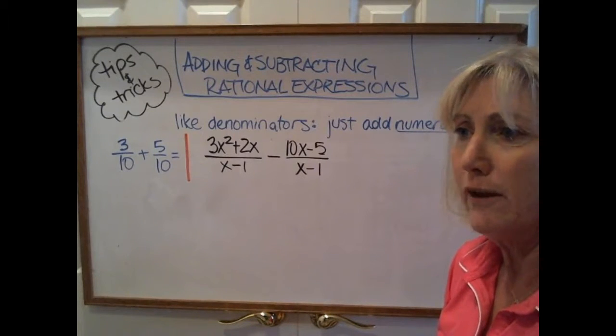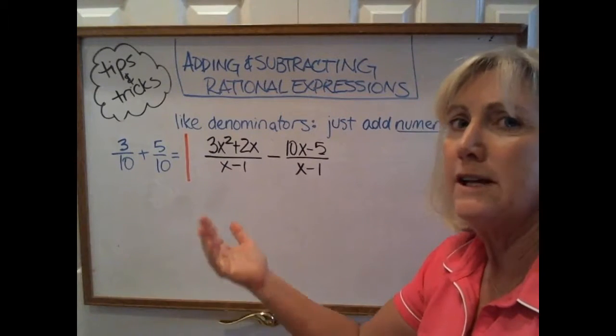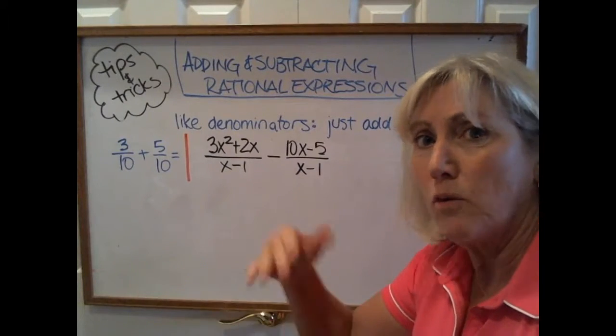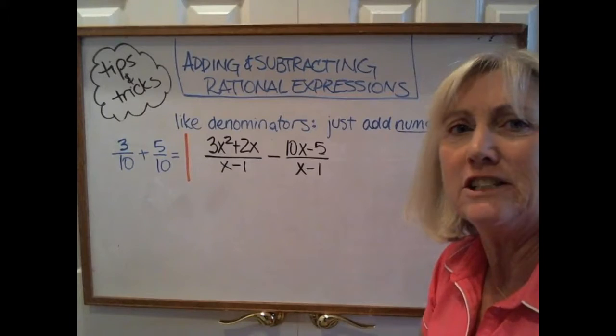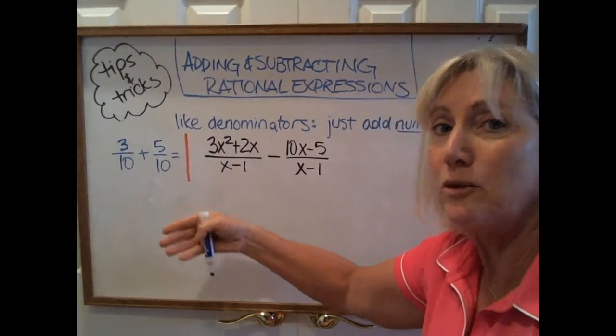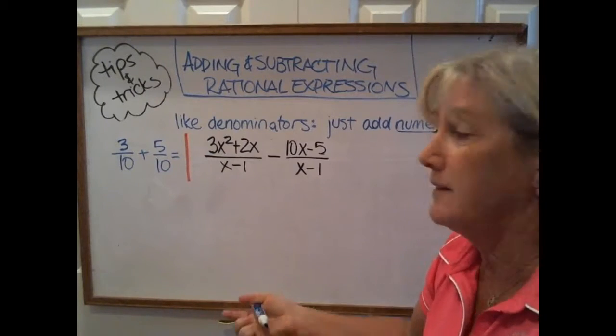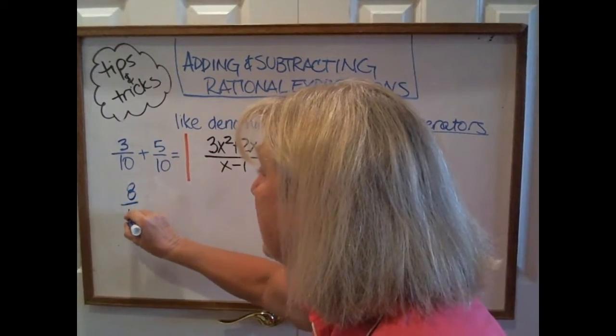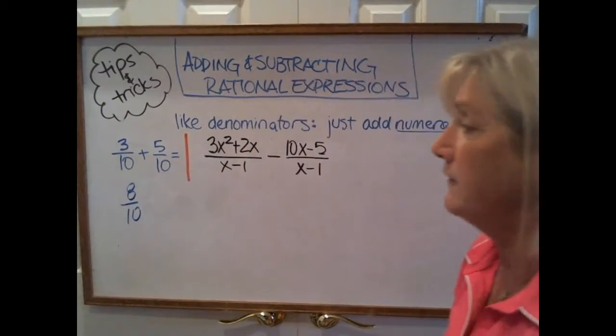So for instance, if we have 4 oranges and 5 oranges, we have 9 oranges. The oranges stay the same. They don't change into something else. So if we have 3 tenths and we add 5 tenths to it, we still have tenths. So our answer would be 8 tenths because we're adding the 3 plus 5.